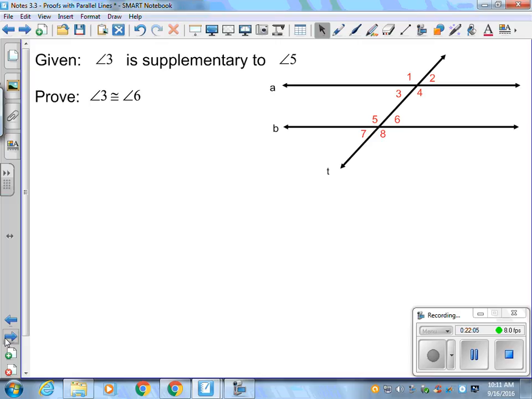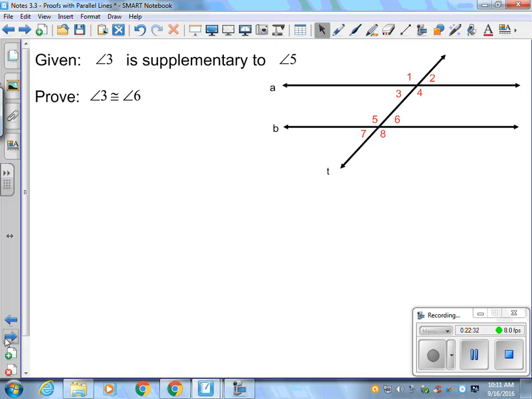Well, as always, sometimes having supplementary angles and vertical angles can help. So we did a couple with vertical angles, so I thought it'd be good to go back and look at something that used supplementary. And in this problem, the given is that 3 and 5 are supplementary. But 3 and 5 are really what?